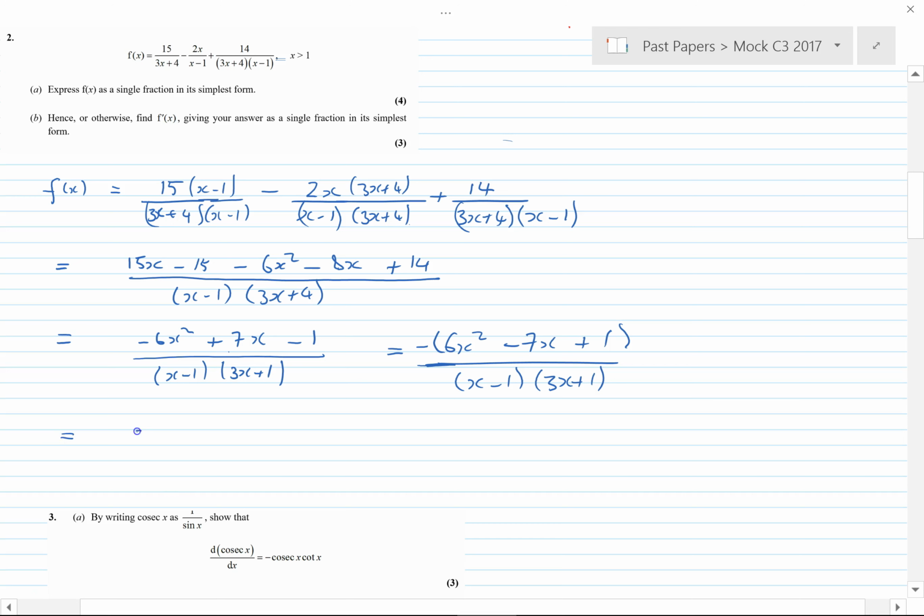Anyway, so the top is minus. That factorizes, I think, we've got a 6x minus 1 and an x minus 1.